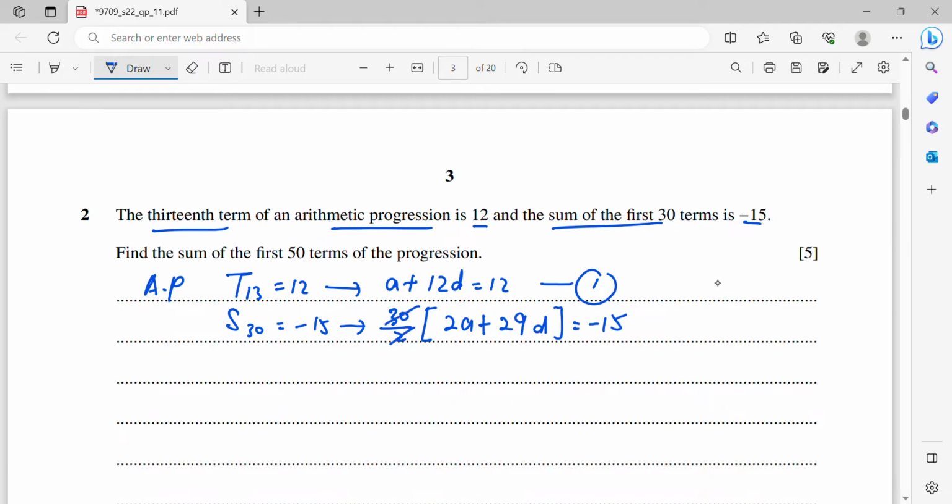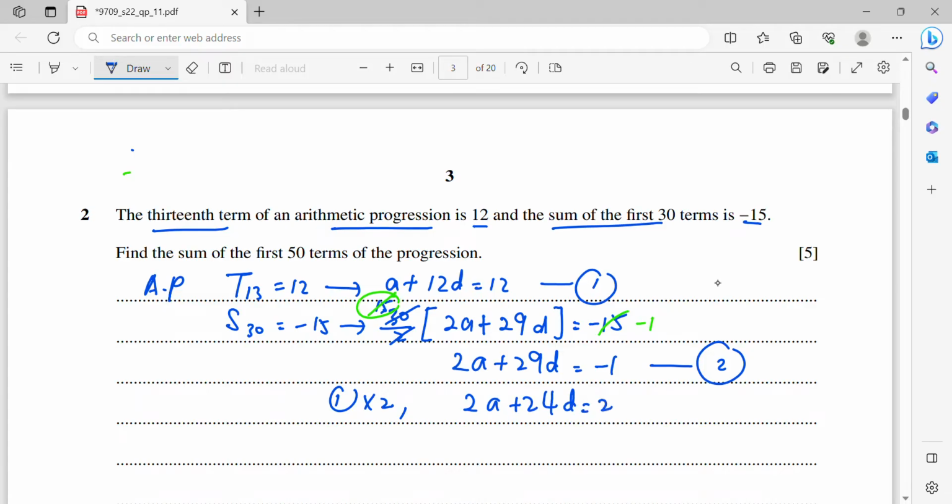So from here, I simplify. This is 15. So since left hand side you have 15, right hand side also 15 here. Okay, so I can cancel off. So here becomes minus 1. That means my simplest form will be 2a plus 29d equals minus 1. This is my second equation. So to solve this question, I can times the first equation by 2. Okay, so when I times the first equation by 2, I will get 2a plus 24d equals 24. That is my third equation.